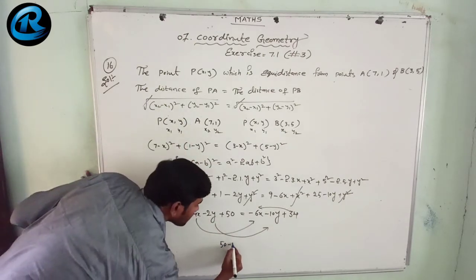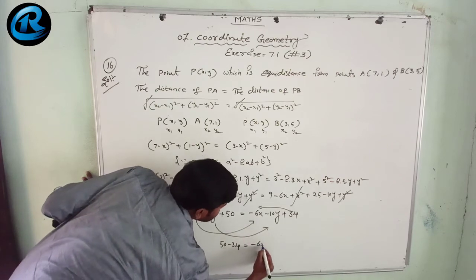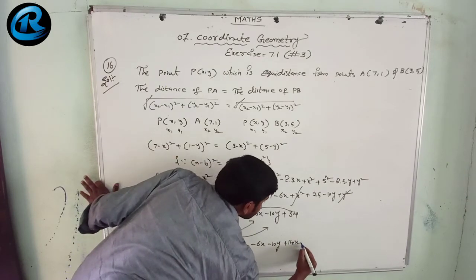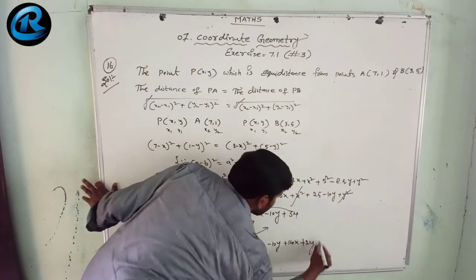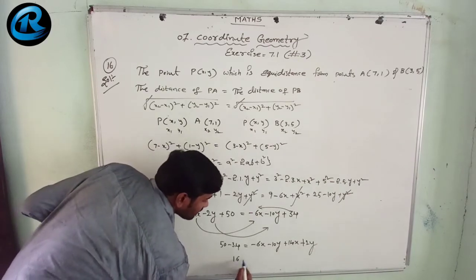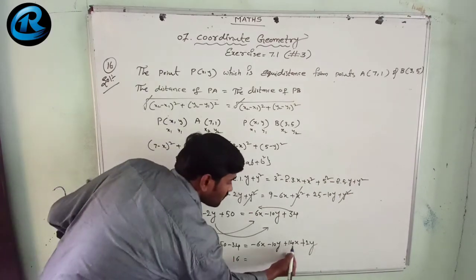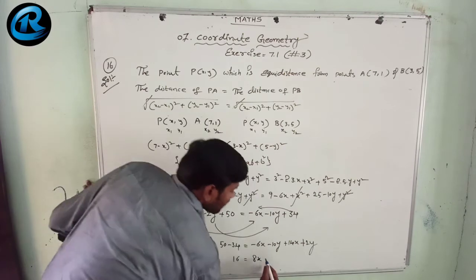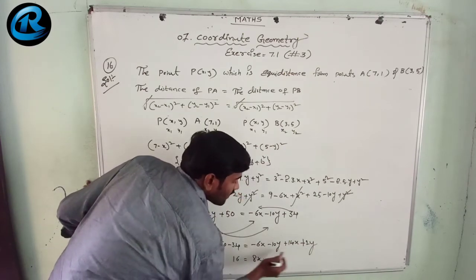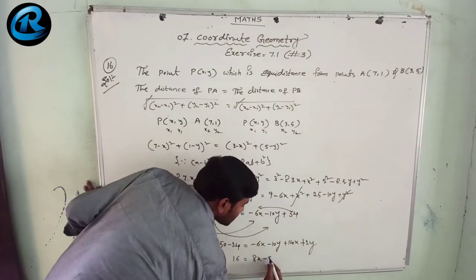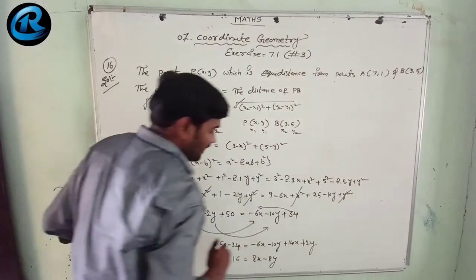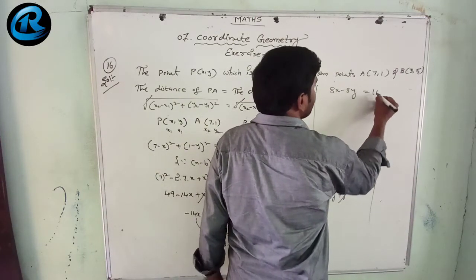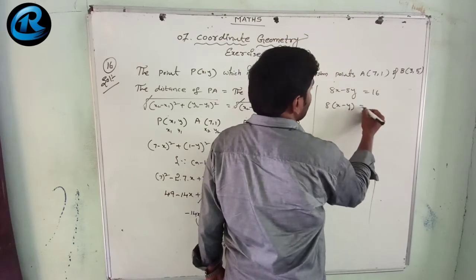Here 50 minus 34 is equal to minus 6x minus 10y, plus 14x and plus 2y. We get 16 equals 14x minus 6x, that is 8x, plus 2y minus 10y, that is minus 8y. Yes, 8x minus 8y equals 16, we got it. If you take 8 out as a common factor, x minus y equals 16.